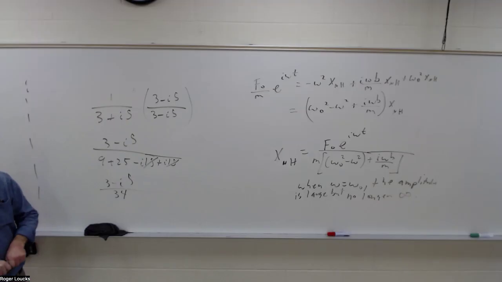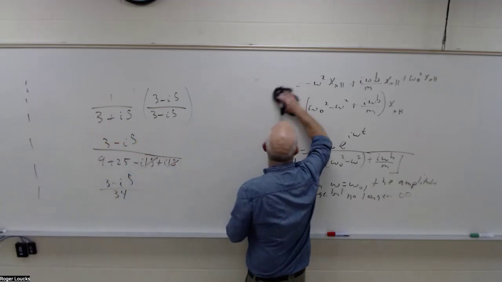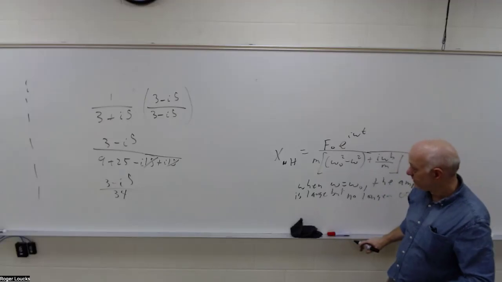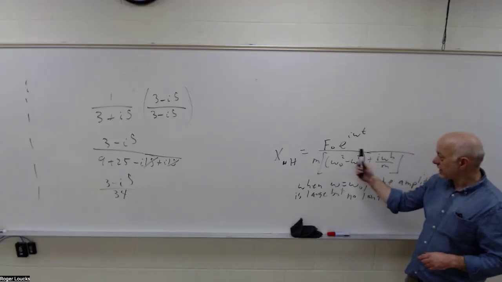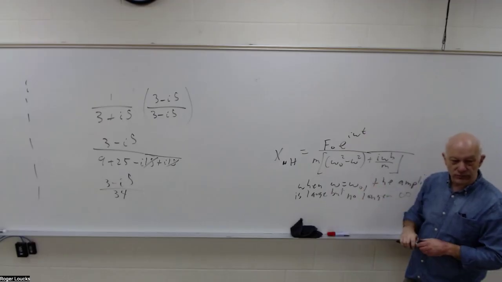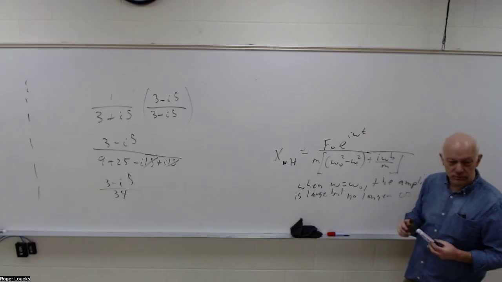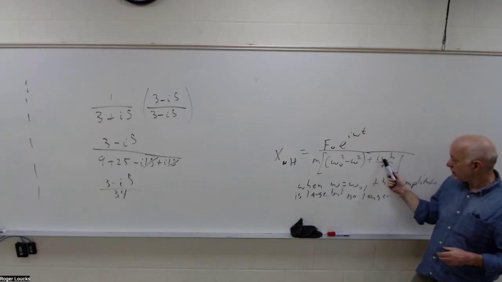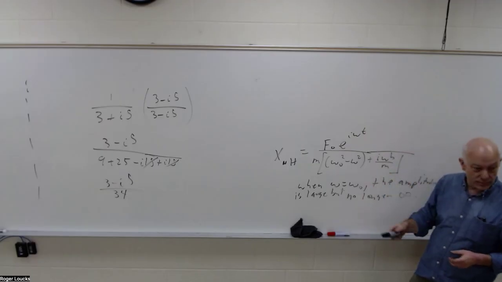Okay. There it is. So we'll do this next time. We'll multiply by the complex conjugate of this. What's the bottom going to be? Omega naught squared minus omega squared, squared, plus omega b over m, squared. And then the rest in the top.